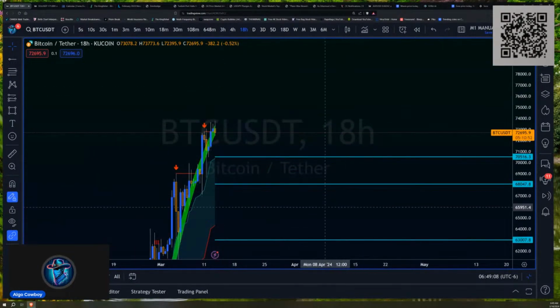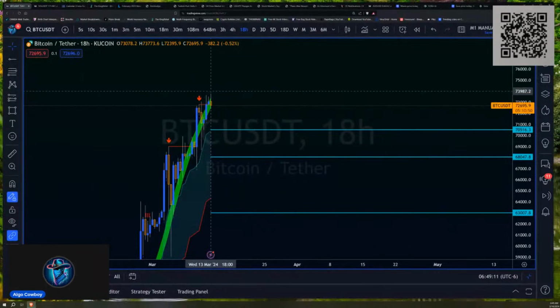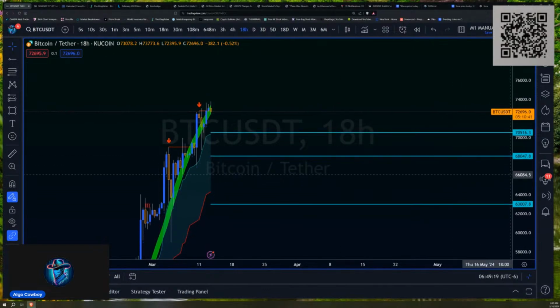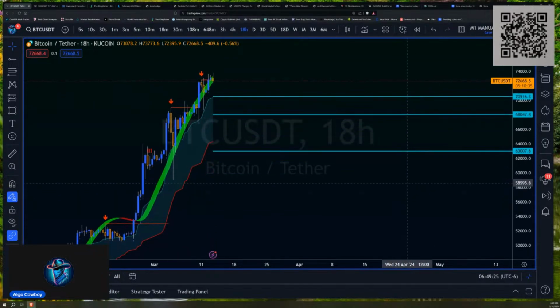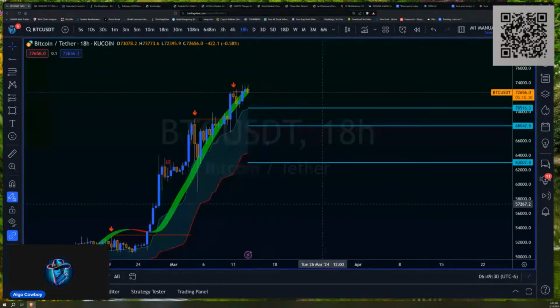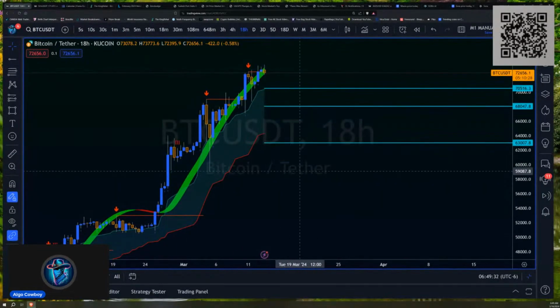It could easily happen. A 20% sell-off from 72,000 would be down to, say, about 58,000, and then 30% would be down to about 50,000. That's what that would be, if such a sell-off were to happen.